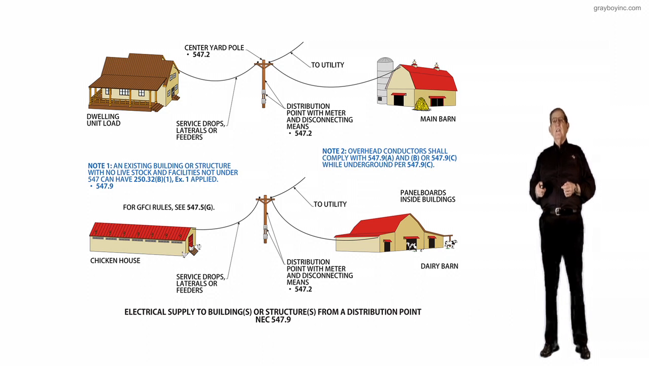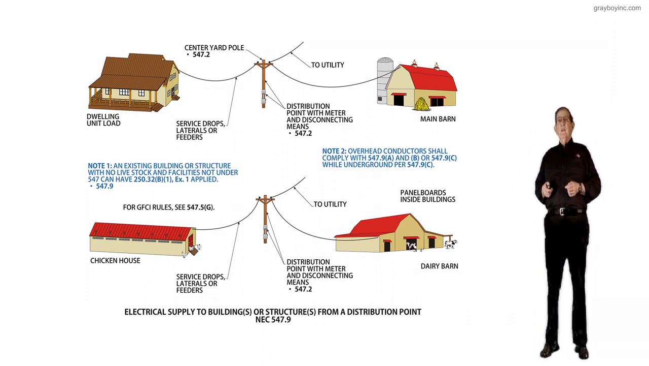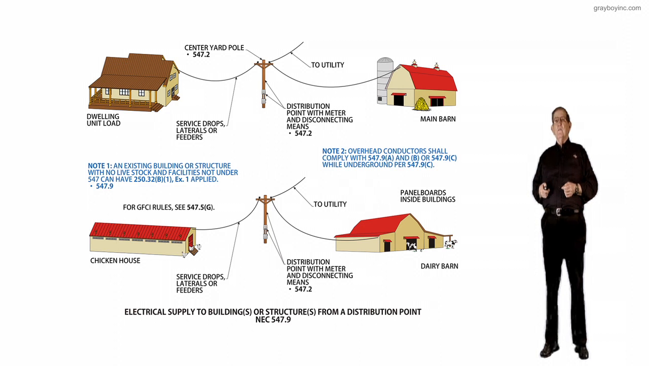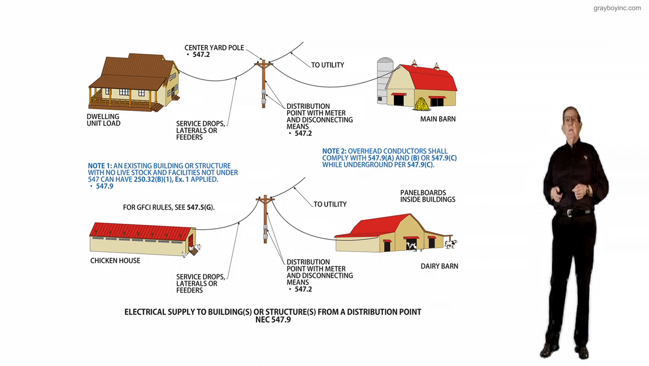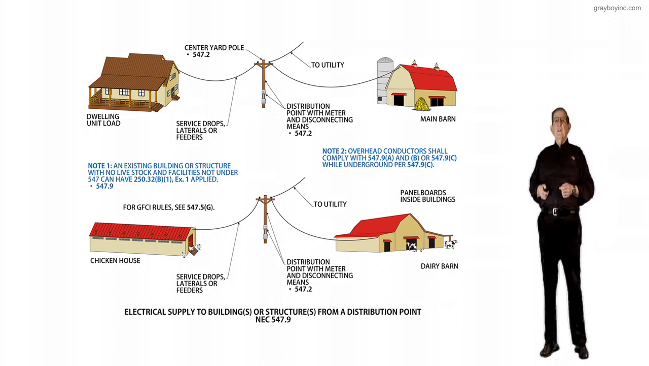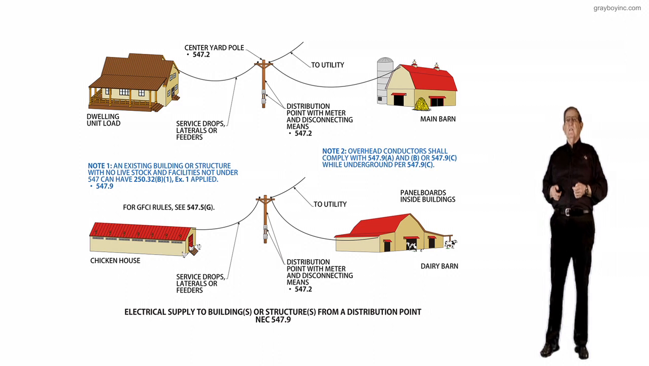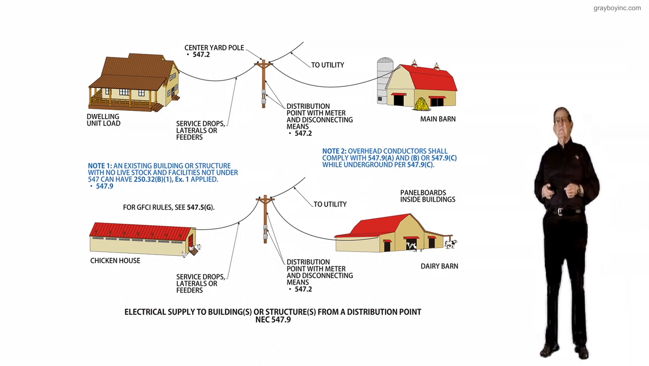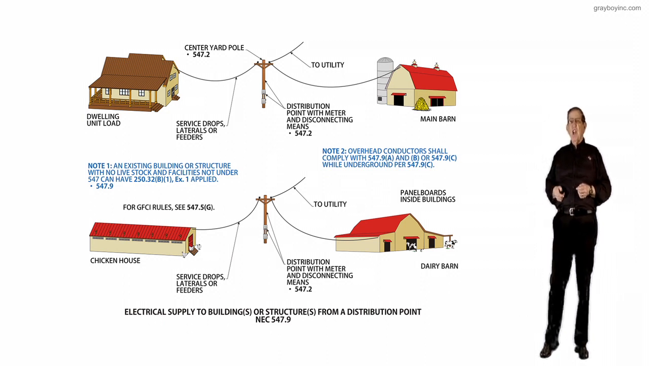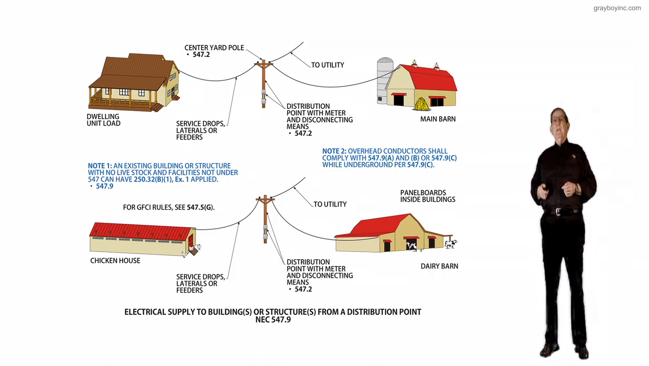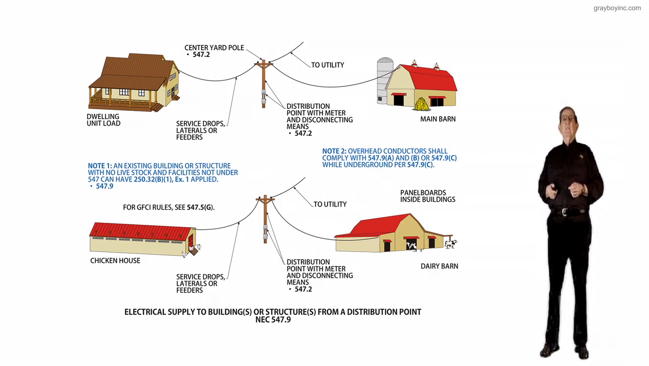The distribution point with the meter and disconnecting means, 547.2 defines that, as you see in the illustration, where you have a utility pole with all the service equipment on it, and then you're routing overhead from that point with the overhead drops out to those facilities. So this outlines where, as stated in the purpose of change, a 4-wire system would need to be provided.